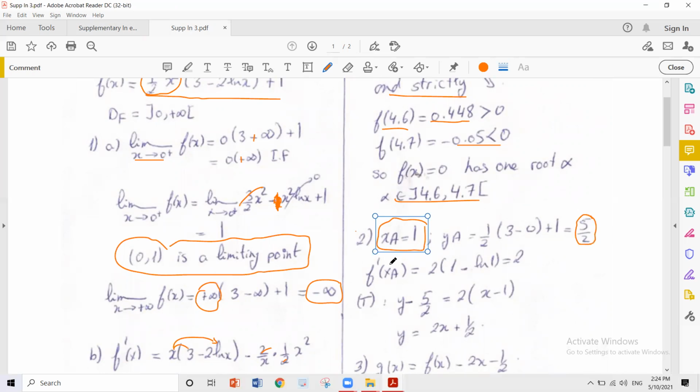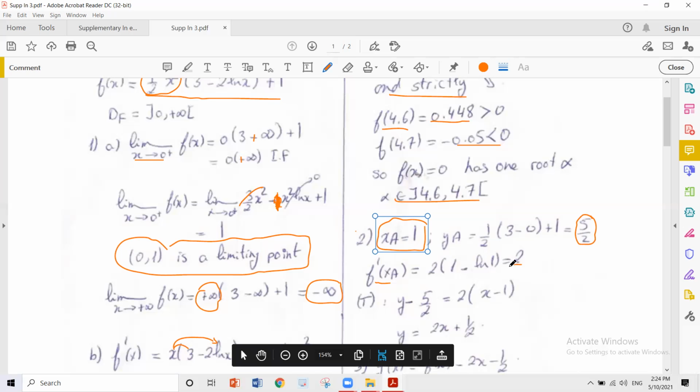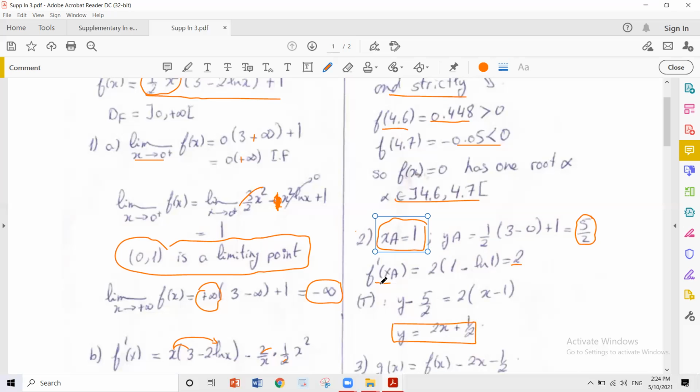The slope هو derivative f prime of 1 equals 2. Then the equation of the tangent is y minus yA, which is 5 over 2, equals slope, which is 2, into x minus xA, which is 1. We get the tangent y equal 2x plus half.